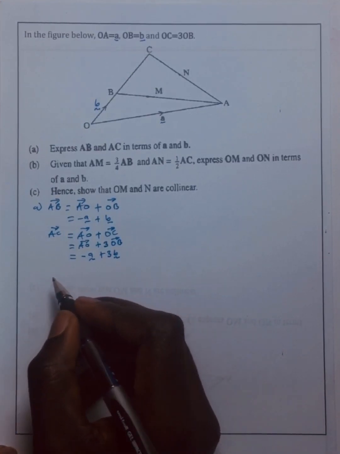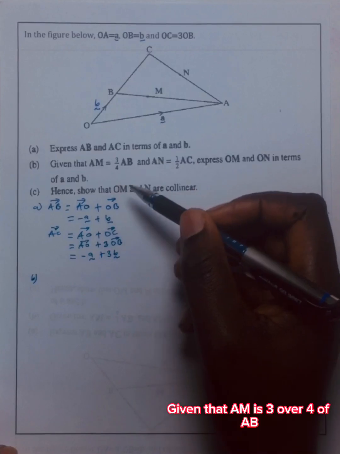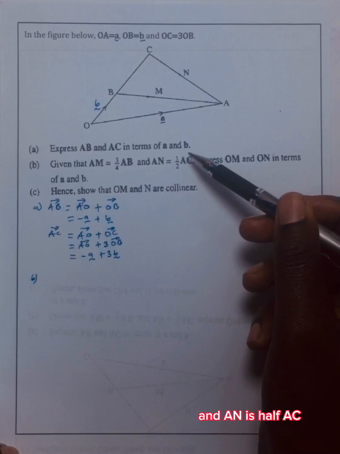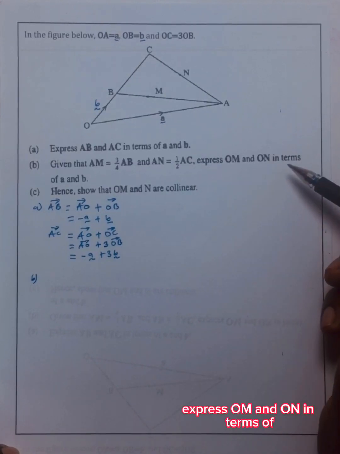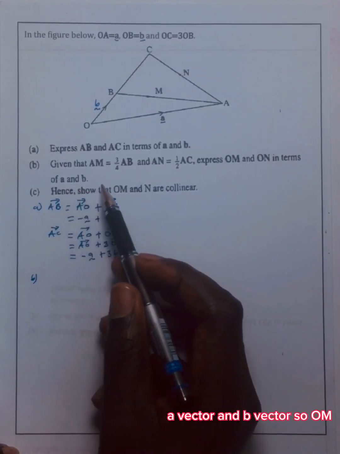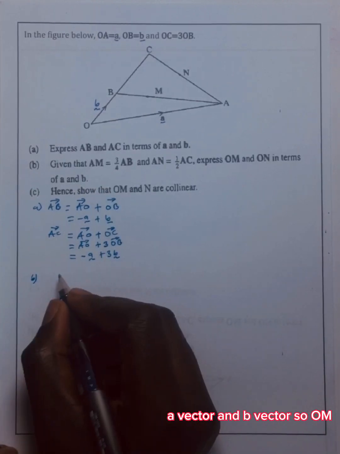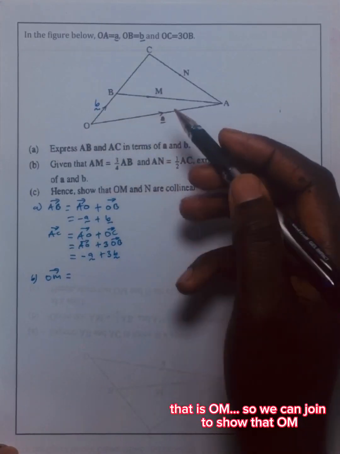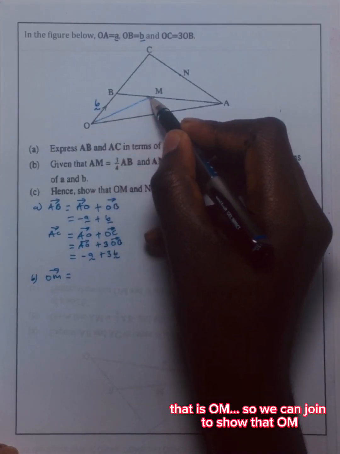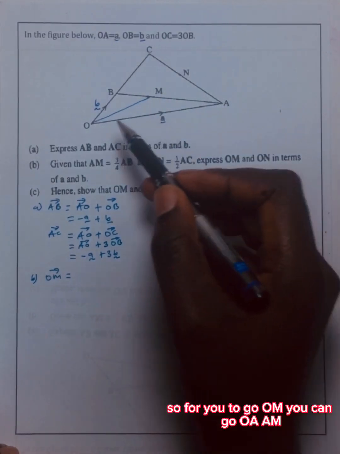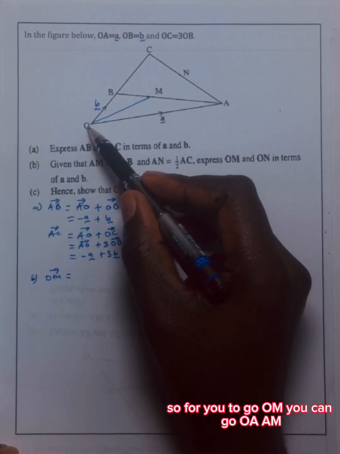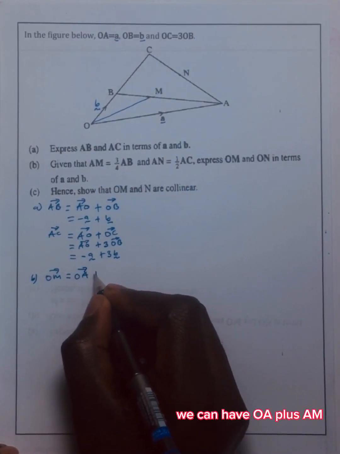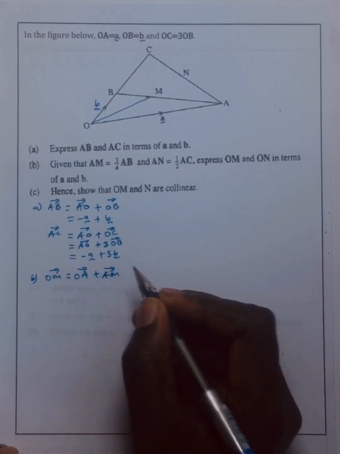Part B. Given that AM is 3 over 4 AB and AN is half AC, express OM and ON in terms of vector A and vector B. So OM, we can join to show that OM. For you to go to OM, you can go OA plus AM.